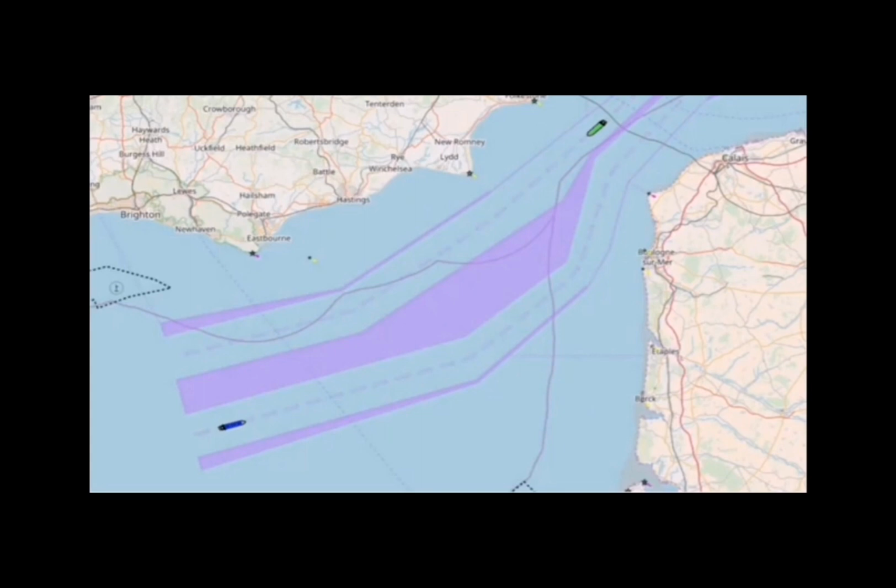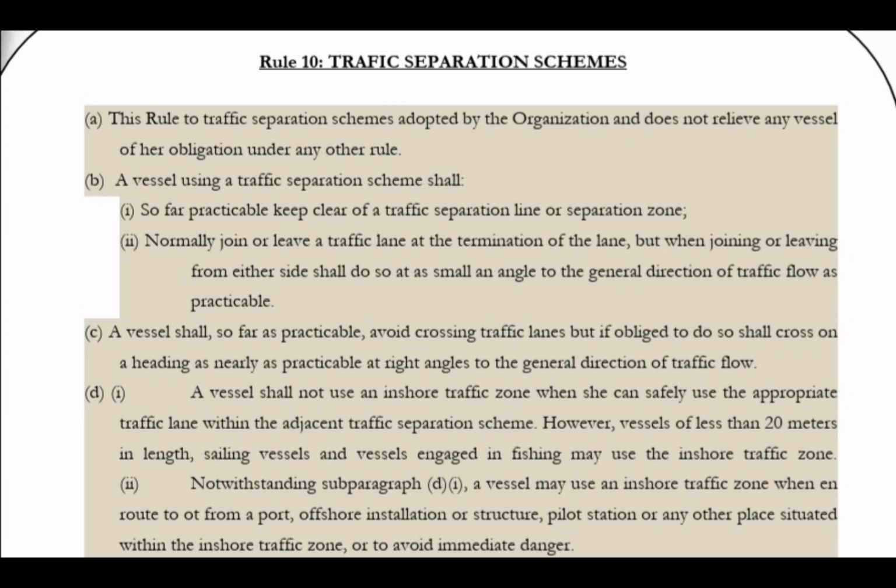So as we can see in this example, the vessels colored green and blue are following the traffic separation scheme. And the magenta in the center is the traffic separation zone, which separates the lanes or the way of the two vessels. So next, the paragraph letter C.